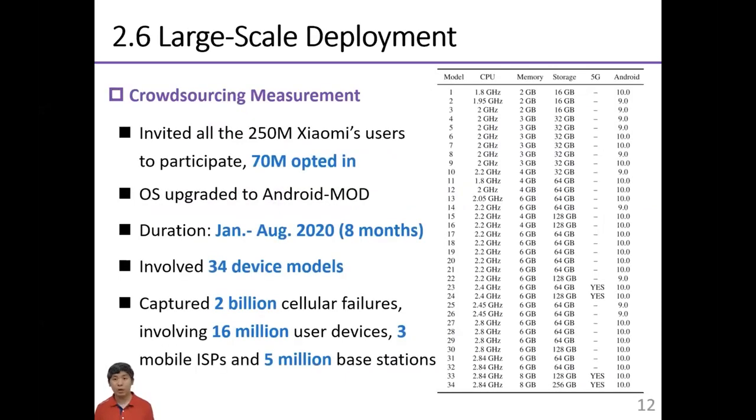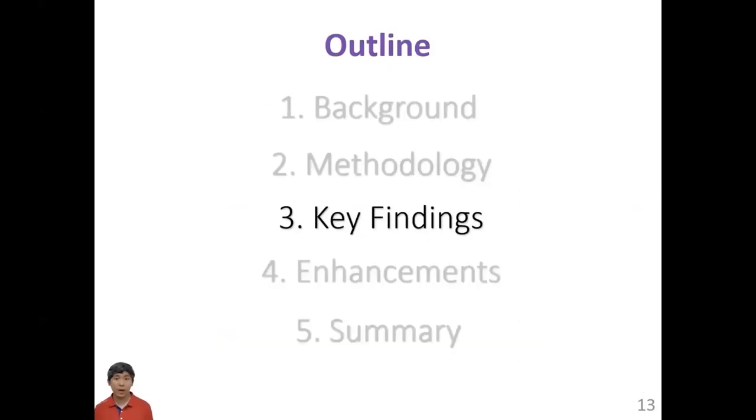With Android Mode, we invite all 250 million Xiaomi users to participate. Finally, over 70 million users opted in. From January to August in 2020, we recorded 34 different device models and captured 2 billion cellular failures, involving 16 million user devices, 3 mobile ISPs, and 5 million base stations. With this dataset, we have multifold findings on phone, ISP, and base station.